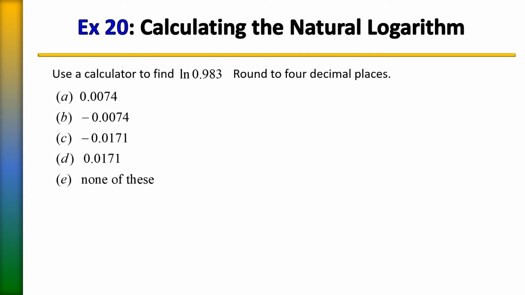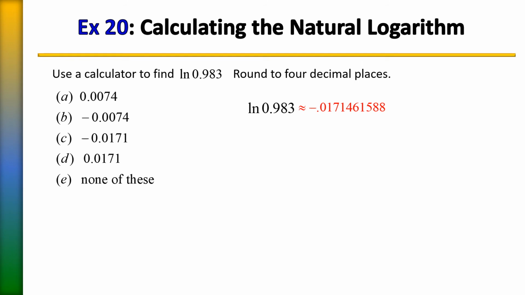So what you'll need to do is get out your scientific or graphing calculator and locate the LN key and simply type in the natural log of 0.983. So once you locate that key, just type in 0.983, hit enter, and it should give you an approximate answer. And what you should see on your calculator are the following digits.